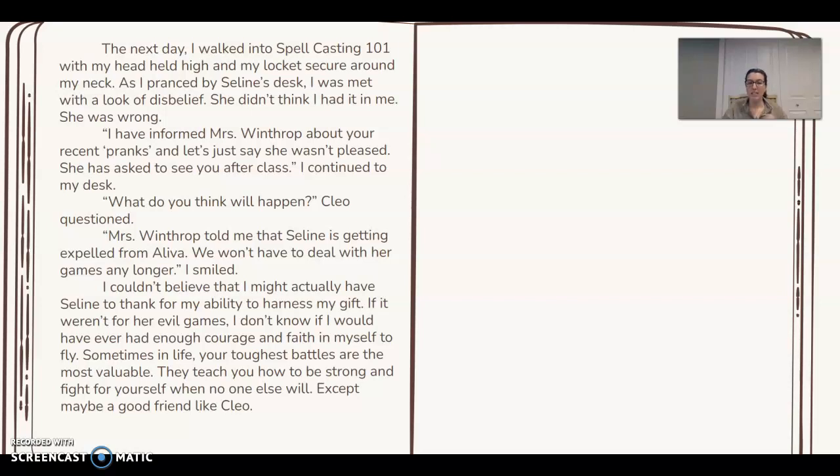So don't forget 10 to 12 sentences per paragraph. Try not to ramble on too much. Make it clear and concise so that you keep your reader interested and intrigued, and wrap up all those loose ends, okay? All right, let us know if you have any questions.